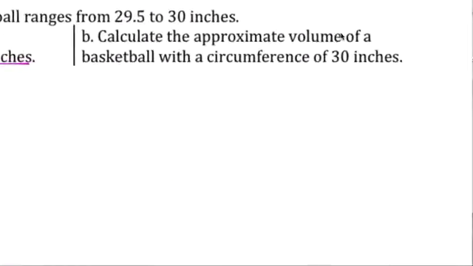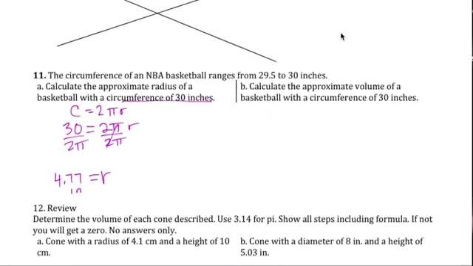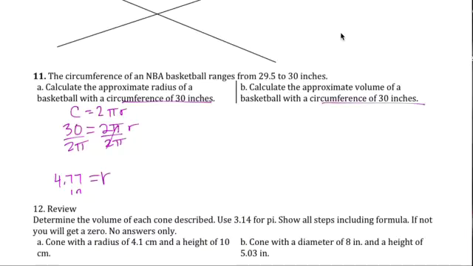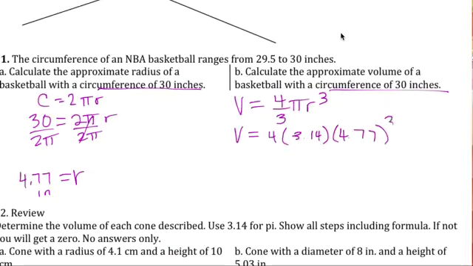Okay, volume. So find the volume of this. We know that the volume of a ball is 4 over 3 pi r cubed. So volume is 4 times 3.14 times the radius, which is 4.77 cubed. Divide that answer by 3. So let's take this here. Let's do the cube first.